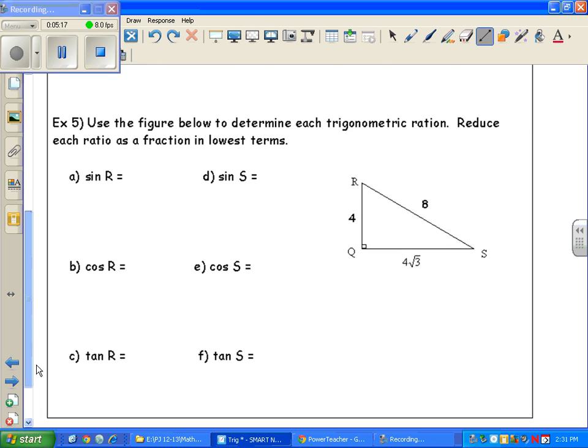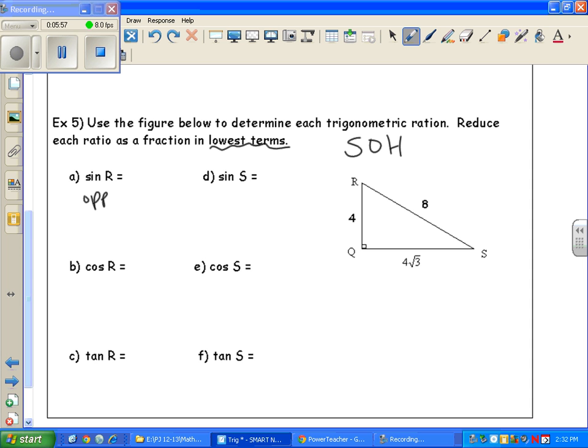In example 5, we're not given the ratios, but we're asked to find the sine, cosine, and tangent of angle R and angle S. We're asked to do it in lowest terms. So we're going to look at how that would work. This right triangle, RQS, has a leg of 4, another leg of 4 radical 3, and a hypotenuse of 8. Remember, these are right triangles, so these lengths do have to satisfy the Pythagorean theorem. They cannot be arbitrary numbers that are made up. If you plugged in these two legs and squared them and added them together, they would equal the square of 8, which is 64.